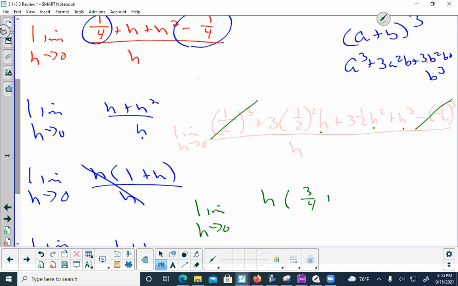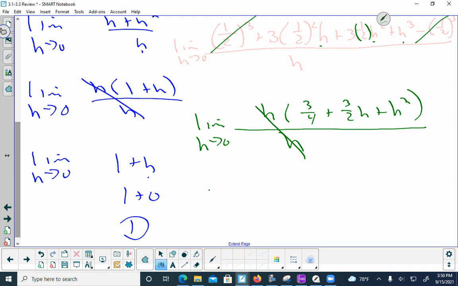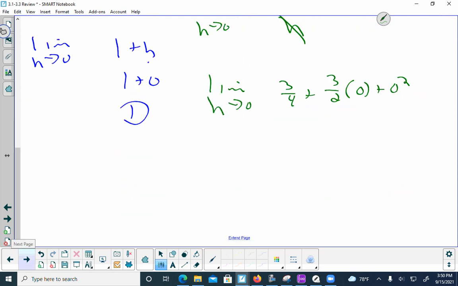That 1h is gone, plus 3 times 1/2 will be 3/2 h plus h squared, and this is all over h. Now the h's can simplify, and I'm left with, as I take the limit as h approaches 0, 3/4 plus 3/2 times 0 plus 0 squared. And so my final answer is going to be 3/4.